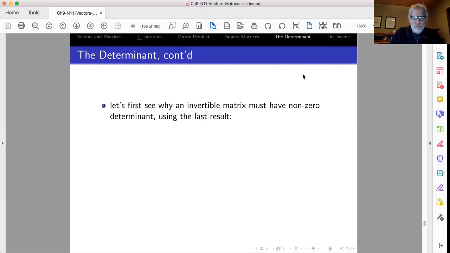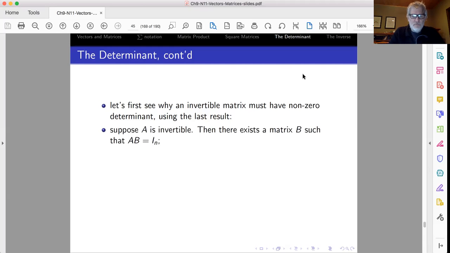So let's see first now why an invertible matrix must have non-zero determinant, using this. So here we go, slowly. This is not too hard. Suppose you have a matrix A which is invertible, okay? So what does that mean? By definition, it means that we have another matrix B such that A times B is the identity, okay? That's just the definition of an invertible matrix.